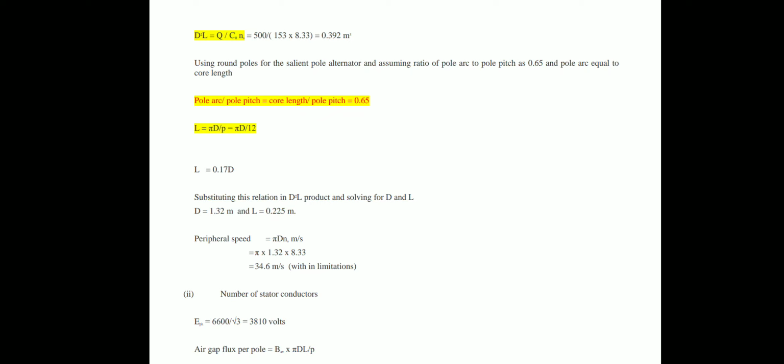Now peripheral speed is given by pi into D into ns meter per second. Put all the values, you will get 34.6 meter per second, which is within the limitations as given.